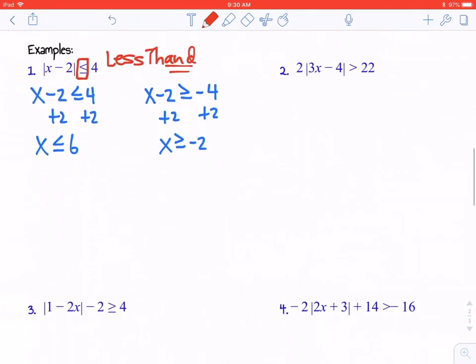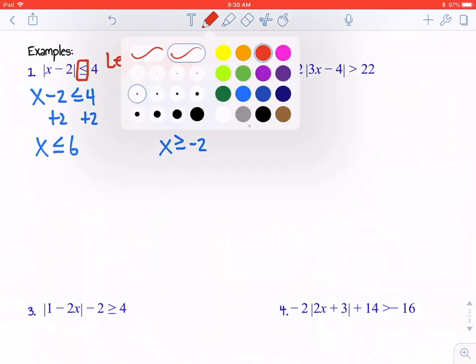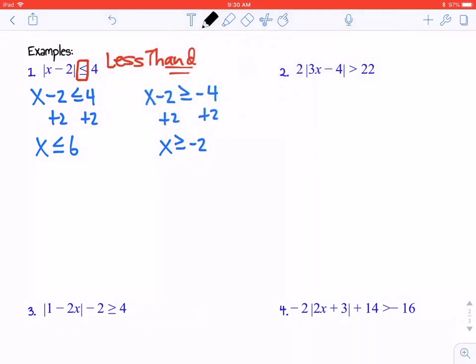Alright, so let's take a look at our solution. Again, keeping in mind it's going to look like that type of graph. So I have x is less than or equal to 6. So I'm just going to put 6, 0, and negative 2 to make my life a little easy. And you can do the same for your examples on your paper.